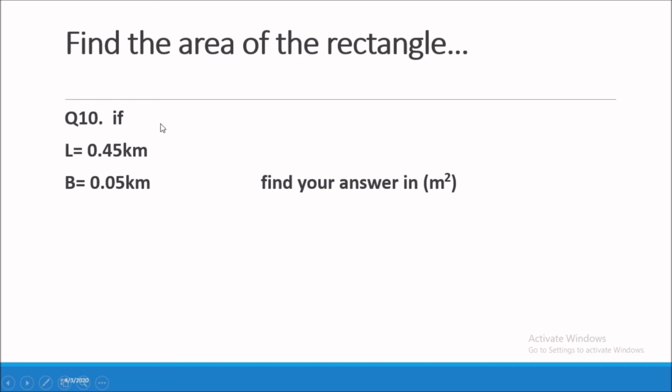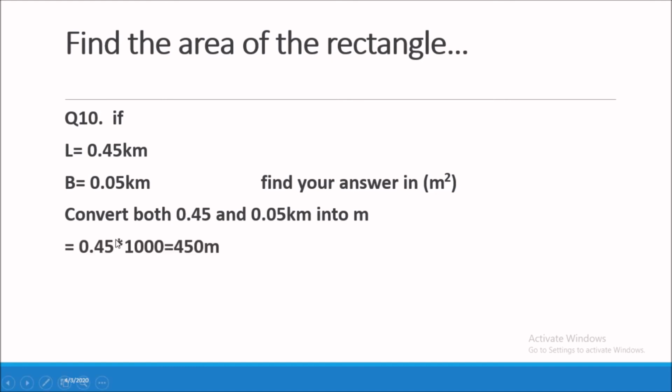So big unit into small unit, I mean convert big into small, will we multiply or divide? Of course we will multiply. We learned this in the previous exercise, in the previous slides. So convert both 0.5 and 0.05 kilometer into meters. So we will multiply 0.5 by 1000. Why by 1000? Because 1 kilometer is equal to 1000 meters. That's why we will multiply by 1000.